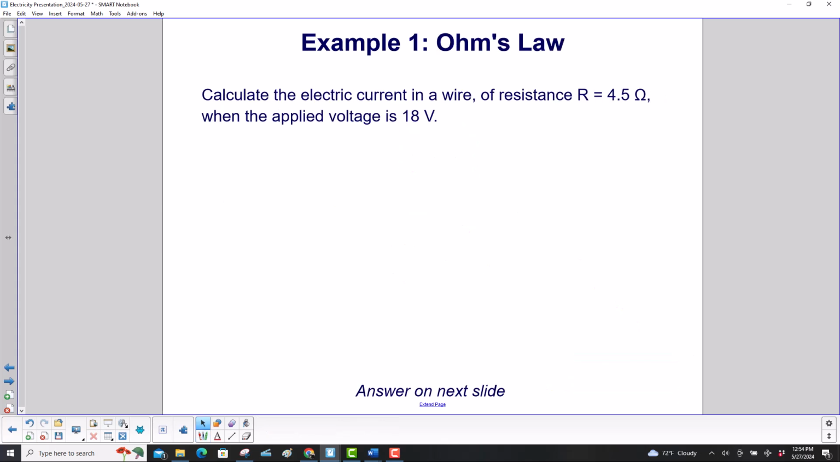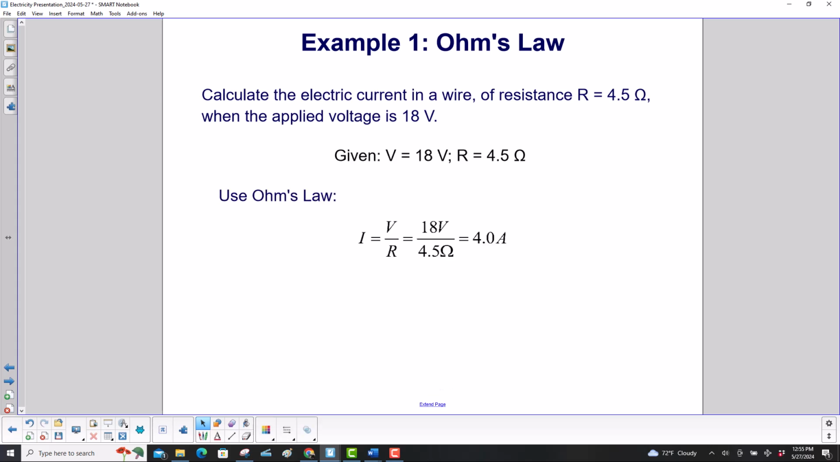Some examples now. Calculate the electric current in a wire of resistance 4.5 ohms when the applied voltage is 18 volts. Our givens are voltage and resistance, so we use this form of Ohm's law, V over R, put in the variables, and we get 4.0 amps.